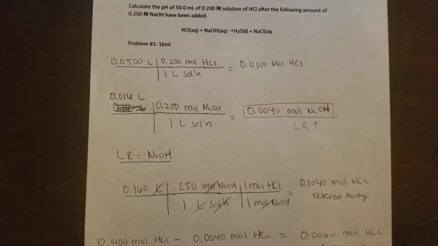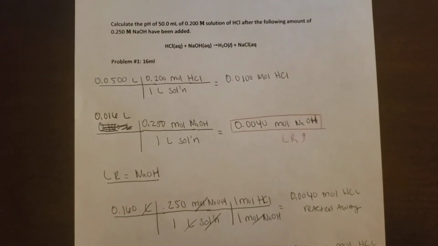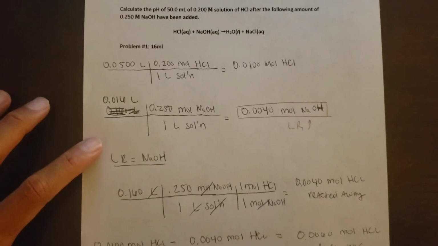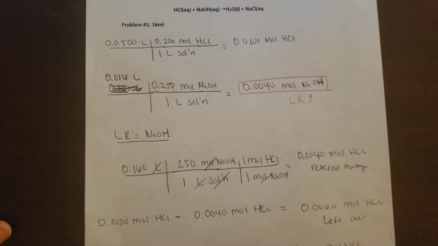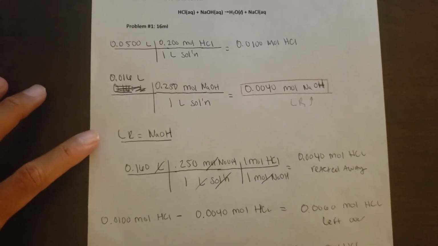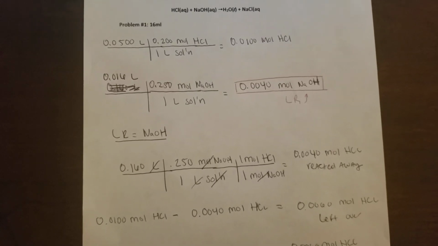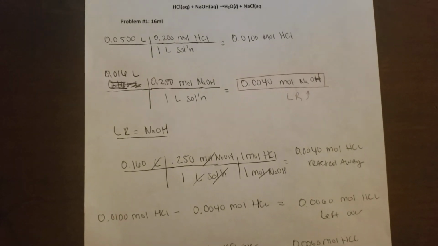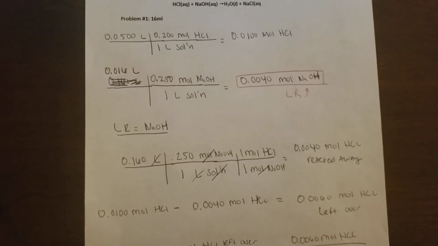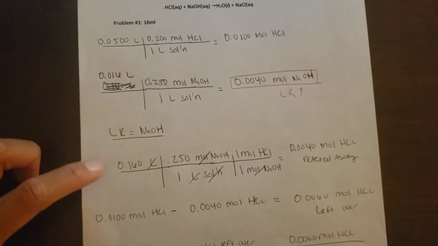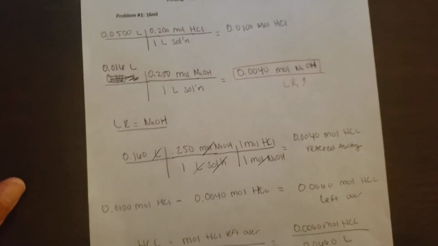We know that sodium hydroxide is our limiting reactant because it is the lesser value of the two. So we use the limiting reactant to move forward in our problem. We then have to find how many moles of hydrochloric acid reacted away, because that's our excess. So to do that, we start with the limiting reactant.